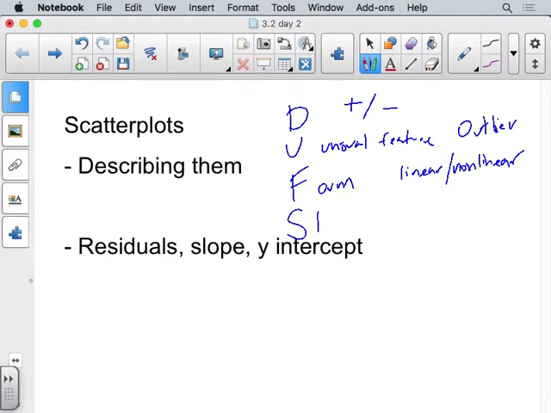And then S is strength. Do y'all remember how we calculated strength? How close it is to 1 and -1? Okay, how close what is? The R. Yeah, our R value. So R is our correlation. And then, yeah, it is basically -1 to +1. -1 would be perfectly negative, and then +1 would be perfectly positive line.